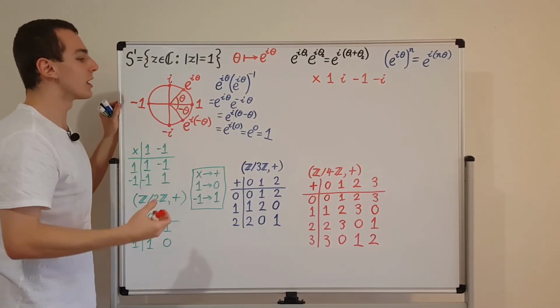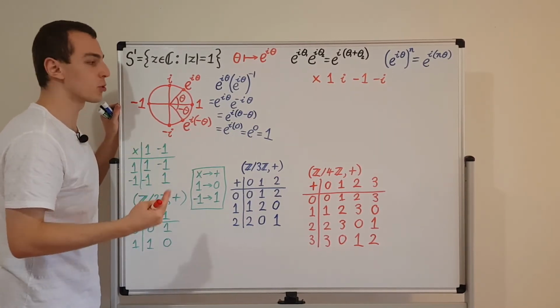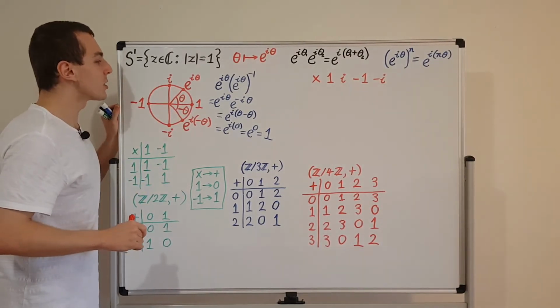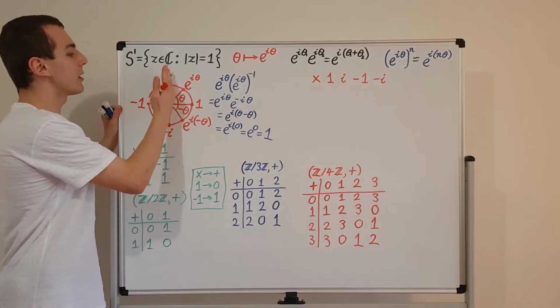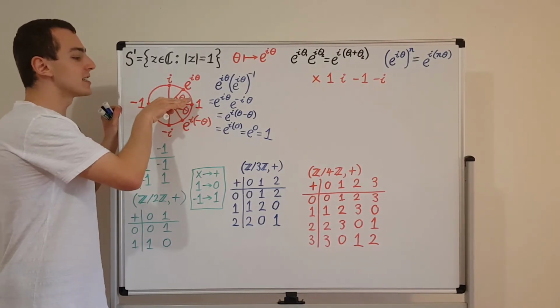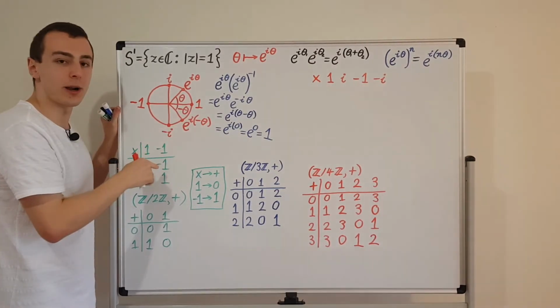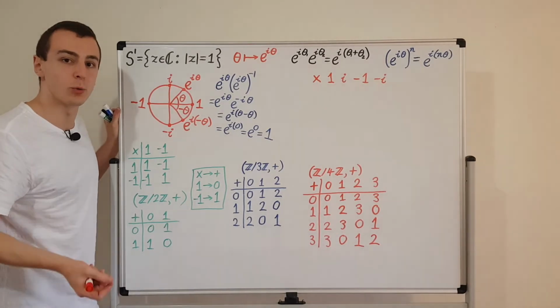So minus 1 corresponds to half a rotation around the circle, which is pi radians, or 180 degrees. And multiplying by i, that corresponds to a quarter cycle rotation. So a quarter way around the circle. And minus i is a quarter way around the circle in the opposite direction. So they cancel each other out. So a quarter way around the circle, that's pi on 2 radians, or 90 degrees.